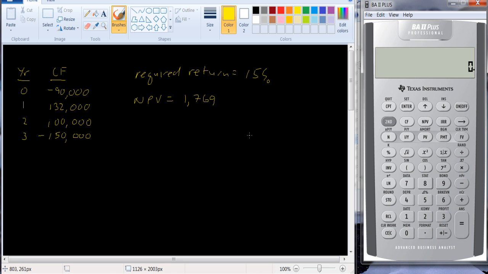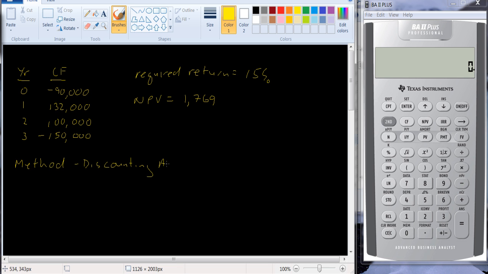So there are a couple of approaches we can take. One is an approach that's known as modified internal rate of return. The problem is there are three methods for calculating this, and let's go over these three right here. Method one is what's known as the discounting approach. In the discounting approach, we bring the cash outflows back to the present.